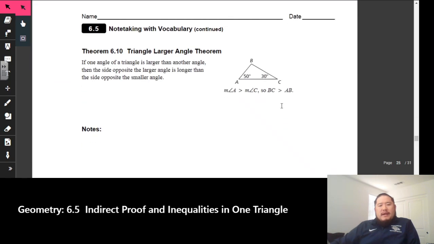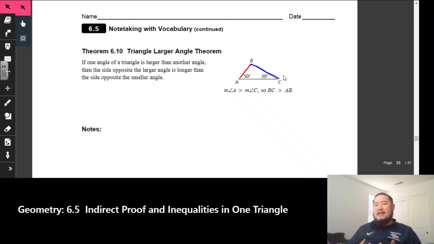The next theorem right here is the triangle larger angle theorem. And so going the opposite way, I look at my angles. I see that angle A is 50, angle C is 30. Well, angle A is the larger angle, therefore BC right here has to be the longest side when comparing that to AB. All right.